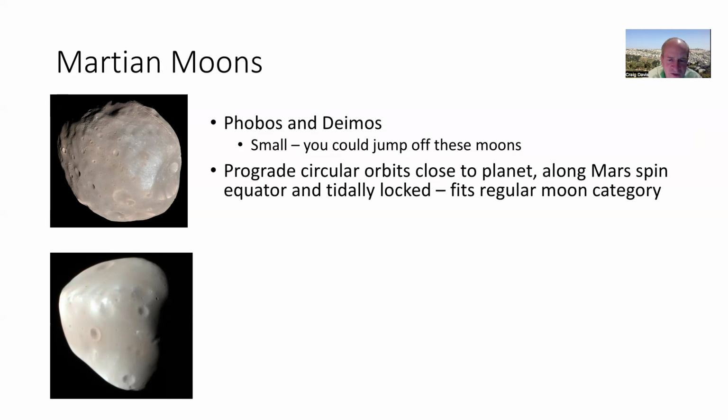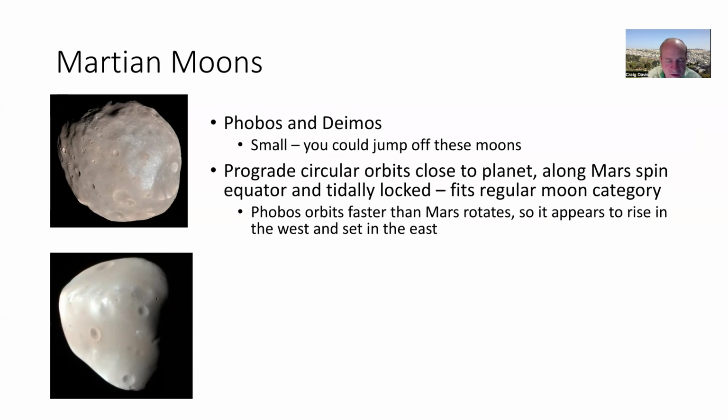They have prograde circular orbits close to a planet along Mars's spin equator and tidally locked, so they totally fit the regular moon category. Phobos orbits faster than Mars rotates, so if you were standing on Mars's surface, you would see it appear to rise in the west and set in the east. That would be strange.